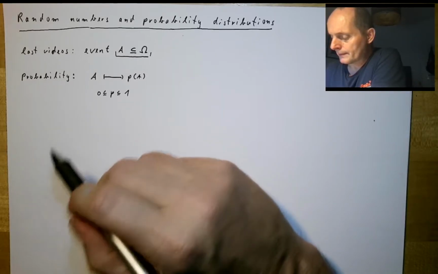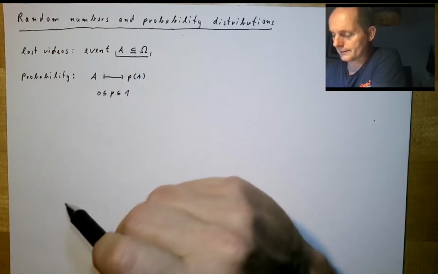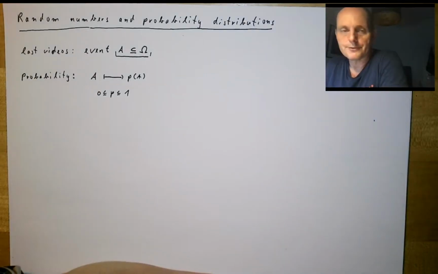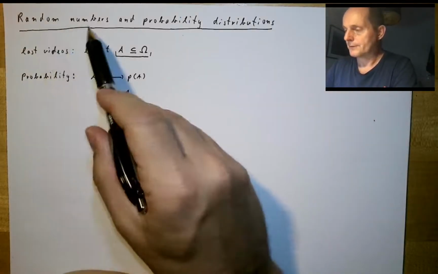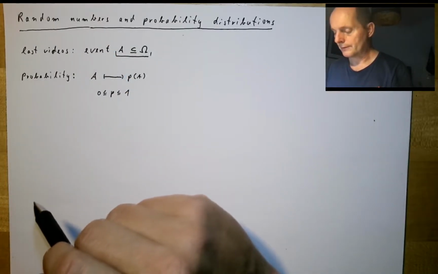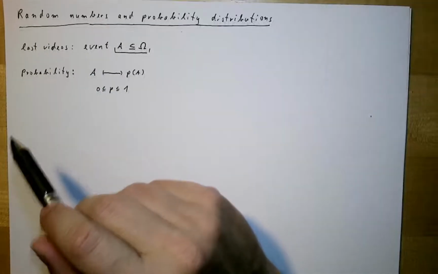But in practice, it's very cumbersome to always deal with sets and subsets and so on. And very often we want to associate probabilities to measured events, to numbers. And that's where the random numbers come in. And so this is what I want to introduce now in this video, probabilities of random numbers.